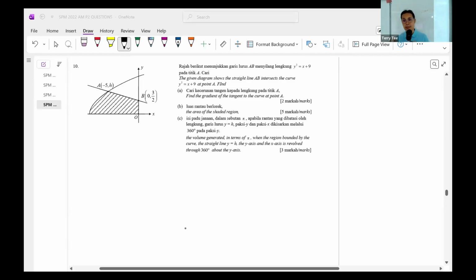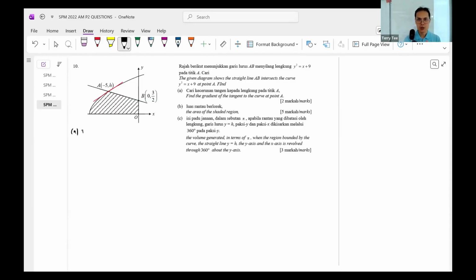Okay, question number 10. This is from Form 5, chapter 2 and 3 combined, integration and differentiation combined. Okay, the first part is actually differentiation, because they ask for the gradient of the tangent. So you have the curve y squared equals x plus 9. You're finding the tangent at point A. So the gradient of the tangent is the line that touches the curve at one point. You're finding this gradient. So let's make y the subject. y is (x plus 9) to the power of half.